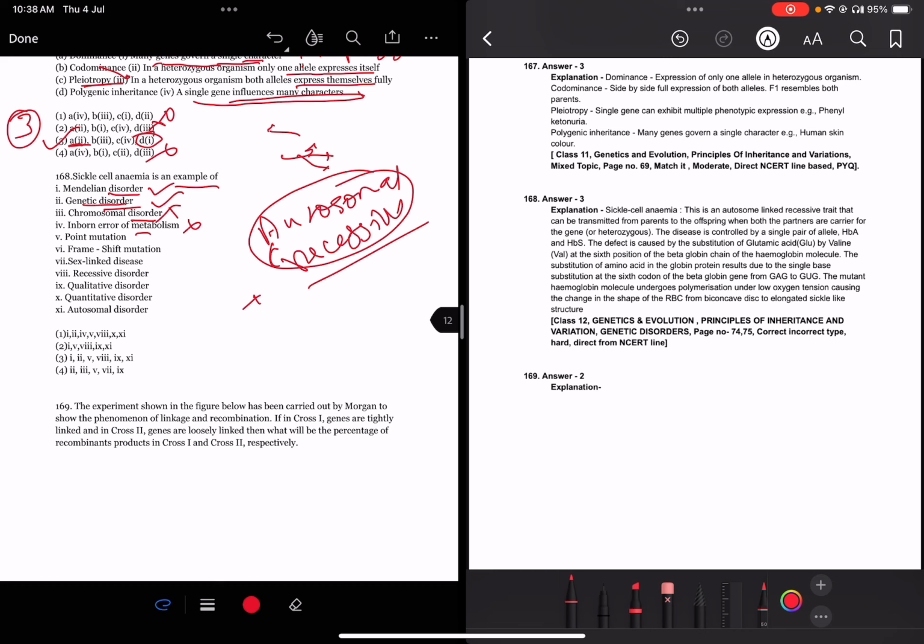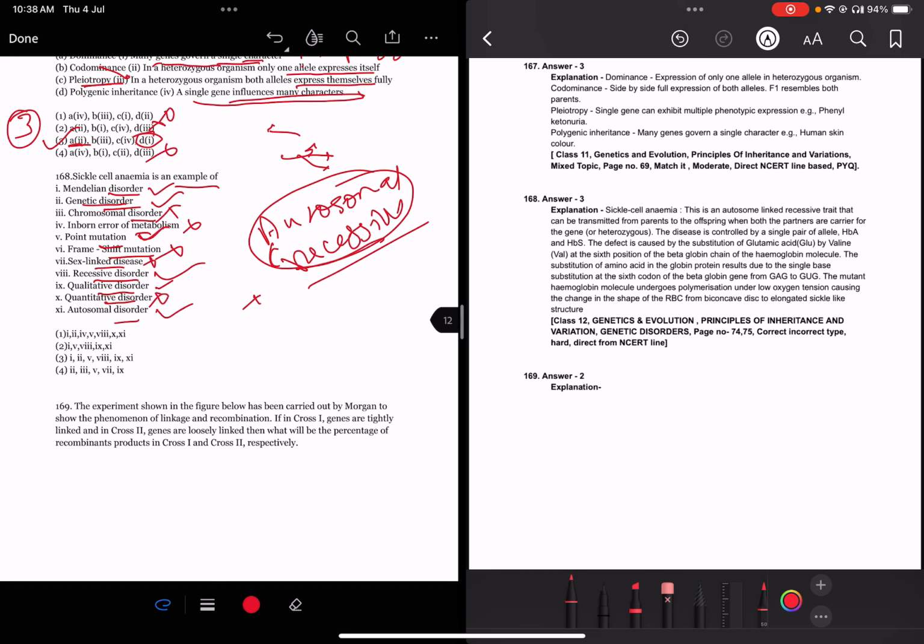No, what depends on insulin, etc. It is a point mutation. It is a type of point mutation. Frameshift mutation, not frameshift mutation. Sex-linked disease? This is not a sex-linked disease. It is an autosomal disease, a recessive disorder. Autosomal recessive disorder. Qualitative or quantitative disorder? This is the qualitative disorder, not a quantitative disorder.